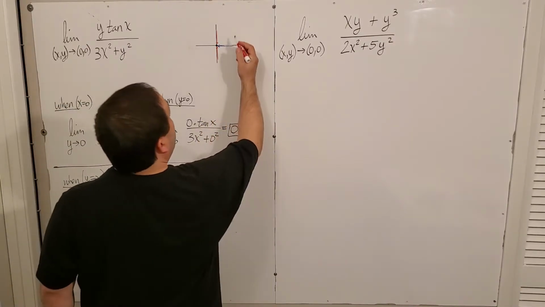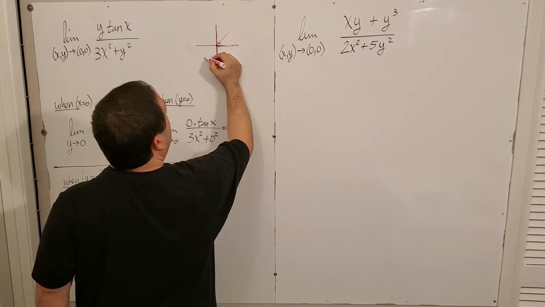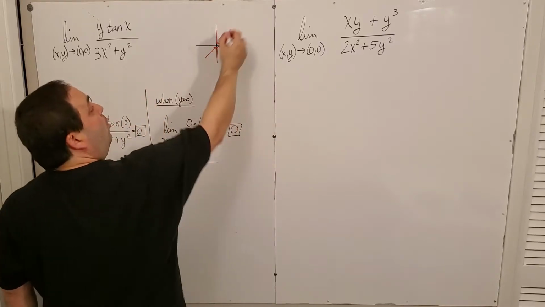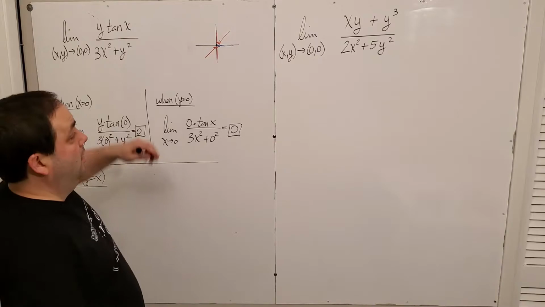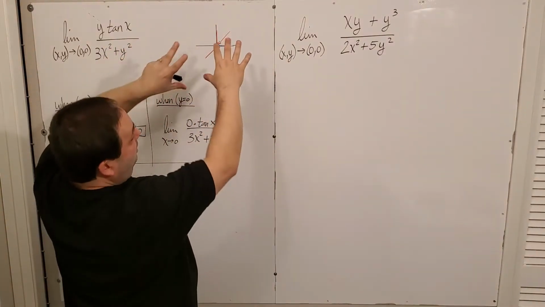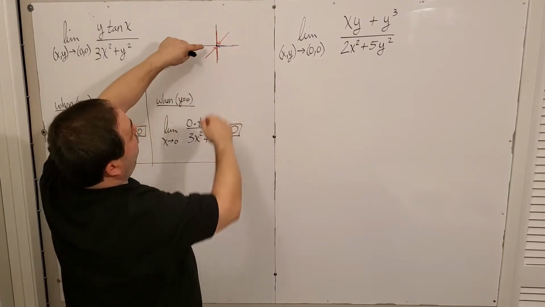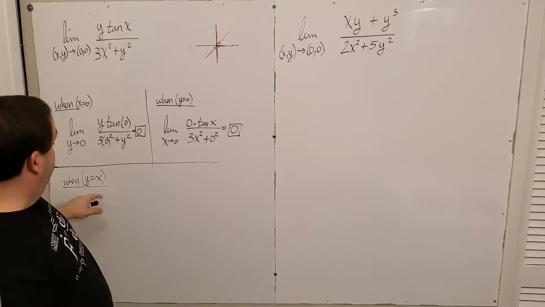So that means that I'm going to be approaching 0, 0 like this, along the line y equals x. And then whatever pathway that happens to be on the surface that's coming out at you, I'll be approaching the point over that along this line only.